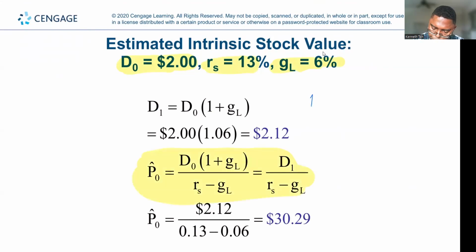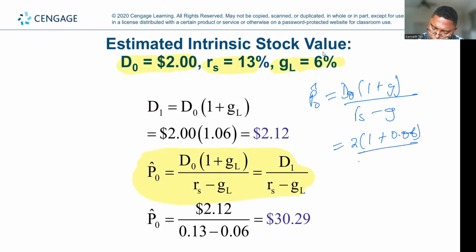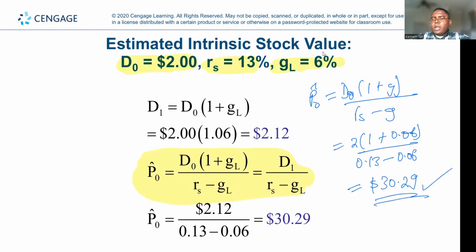So P0 is D0 times (1 plus g) divided by (Rs minus g). So this is 2 times (1 plus g), where g is 0.06, divided by 0.13 minus 0.06. That will leave us with 30.29. So this is where we want to be.